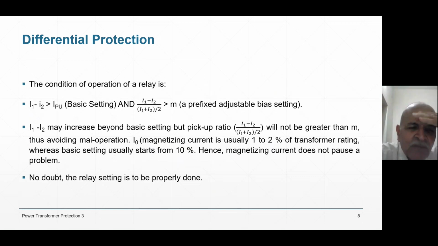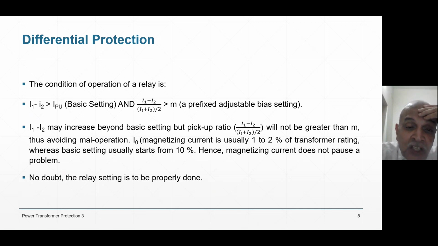So this is what I told, that I1 minus I2 should be greater than I pickup, which you may call basic setting or sensitivity threshold, and (I1 minus I2) upon (I1 plus I2) by 2. (I1 plus I2) by 2 is average restraining coil current, or stabilizing current, and I1 minus I2 is operating coil current. This ratio, pickup ratio, must be higher than M, which is settable. It is known as bias setting. So that bias setting you should properly do, so that relay is stable against external fault and very sensitive for internal faults.